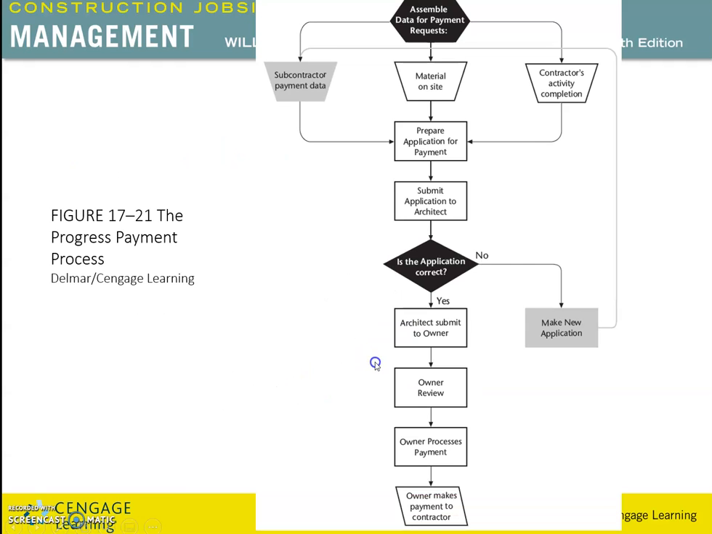This next figure illustrates the progress payment process. So many owners, even public owners, try to expedite progress payments to the contractor. A good relationship between the owner and the contractor can facilitate prompt payment of applications. So this is the chart which can be used for processing the progress payments.